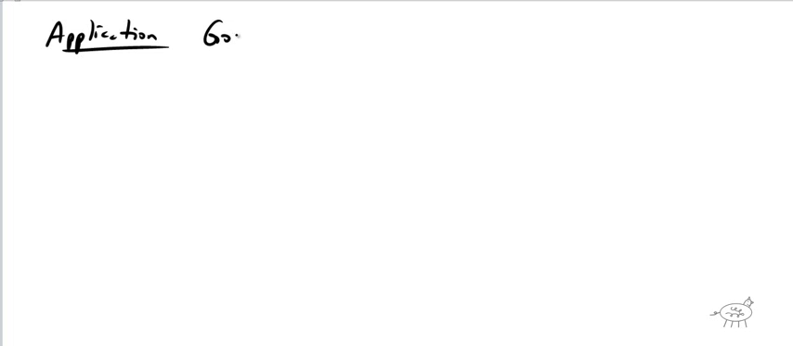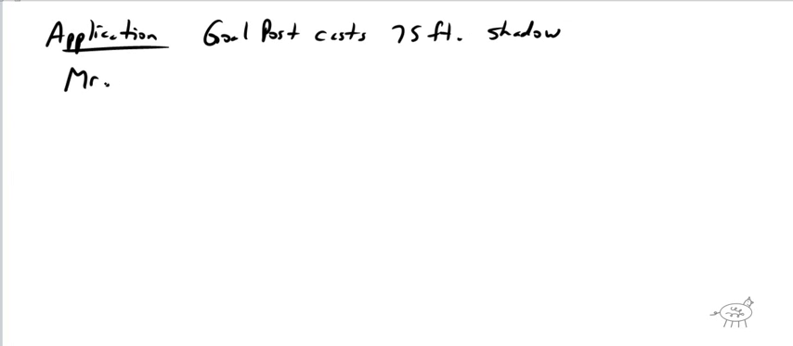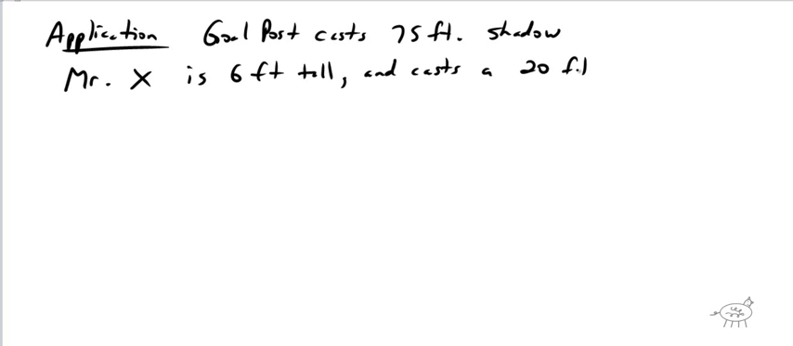So we have a goalpost that casts a 75-foot shadow. That's a scary monster shadow, just kidding. Mr. X, we'll make it a little mysterious. Mr. X is 6 feet tall and casts a 20-foot shadow. How tall is the goalpost?